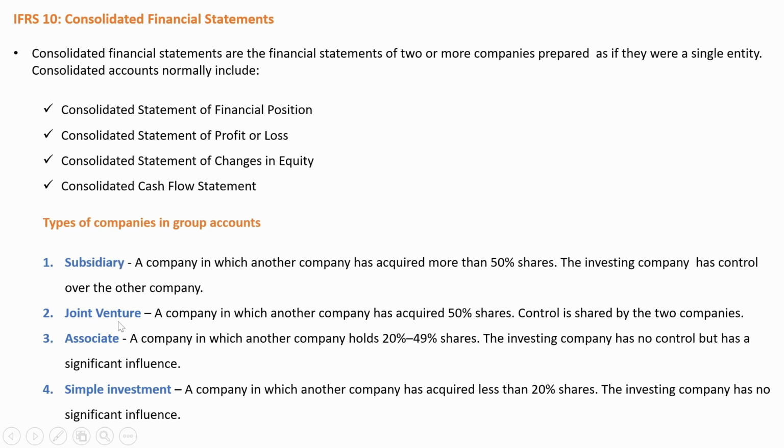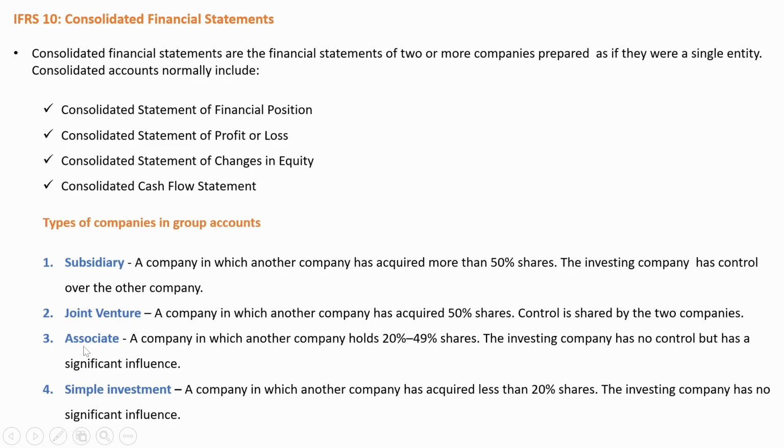The second company type is a joint venture. This is a company in which another company has acquired 50% shares. Control is shared by the two companies. So this has to be exactly 50% shares, because if it is 51%, then the company will be a subsidiary. And if it is 49%, then the company will be called an associate. So a joint venture is where the shares acquired are exactly 50%.